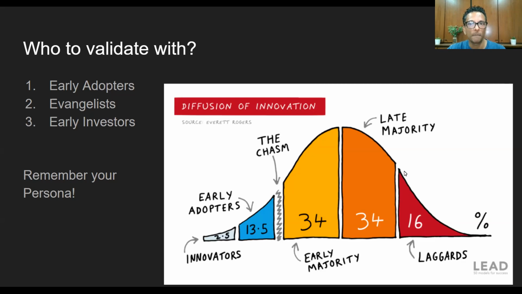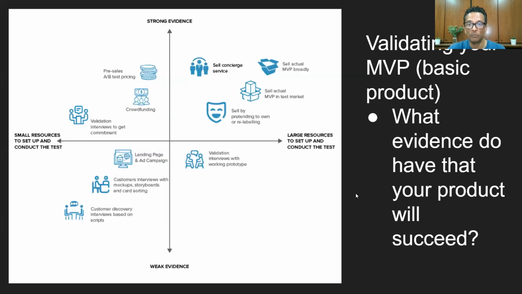Next question is validating your basic product or your MVP. Here's a question. What evidence do you have that your product will succeed? Tough question. I hate it when people ask me this question. You know why? Because it's just rude. I mean, what do you mean asking me for evidence that this is the best product in the world? You don't need evidence. I'm passionate about it. It's going to work 100%.